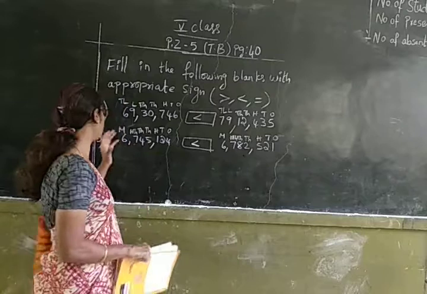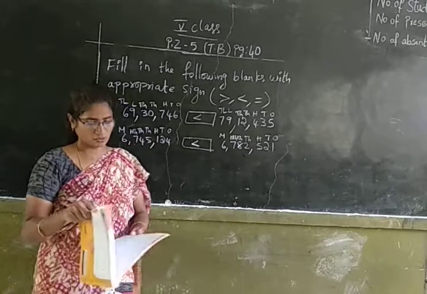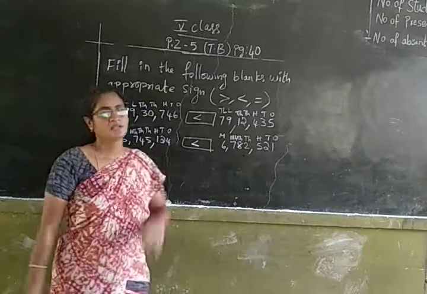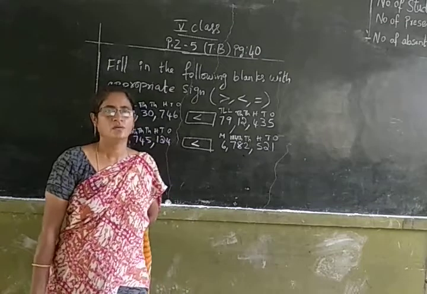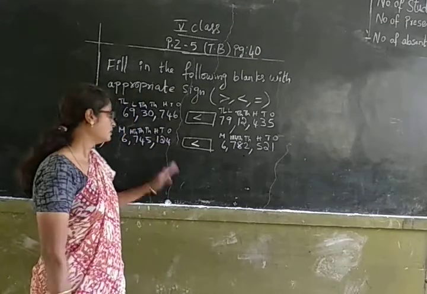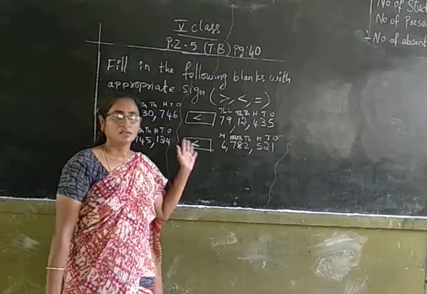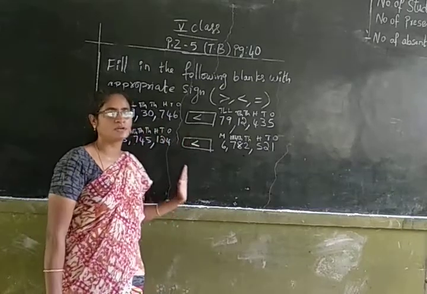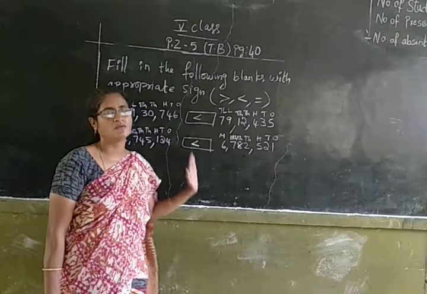Okay children, I have done 2 sums. Remaining 2 sums you do for homework. You all have done this from your 3rd class, isn't it? You have compared numbers from your 3rd class, so you can do them on your own. Okay, that is the homework for today.